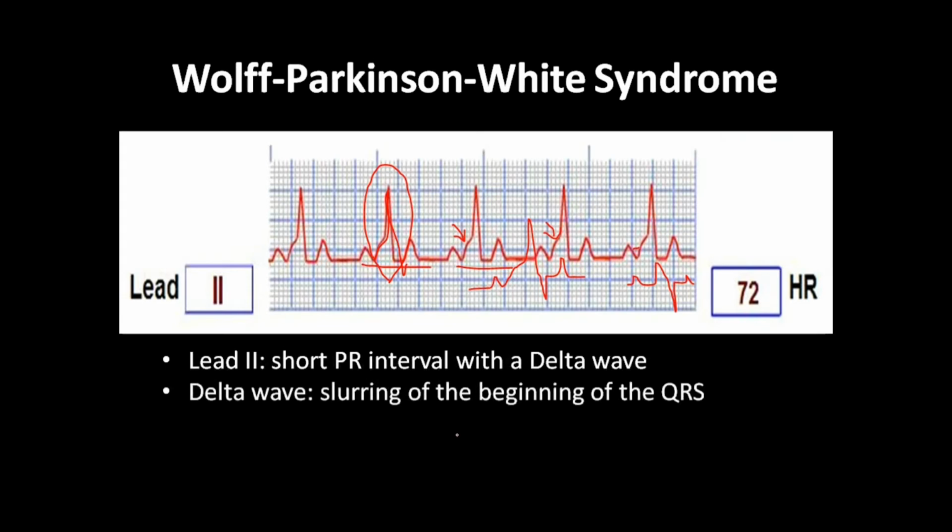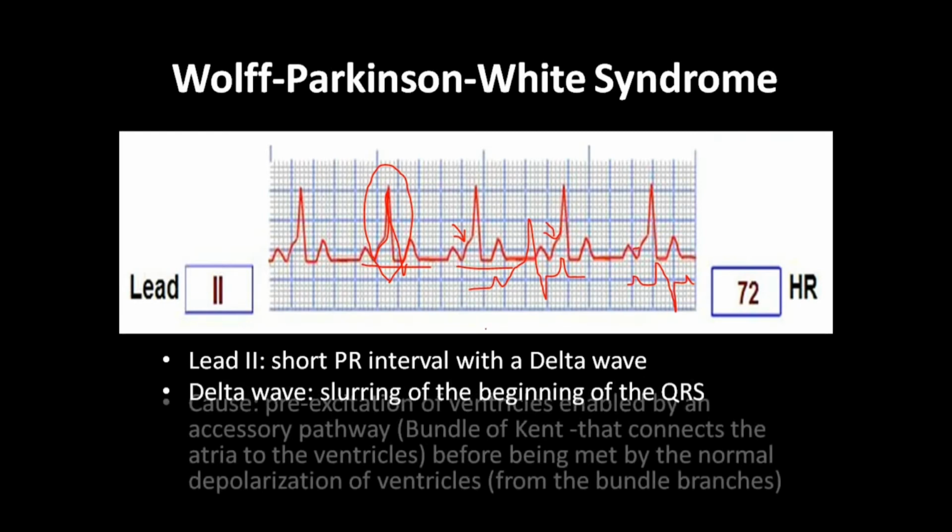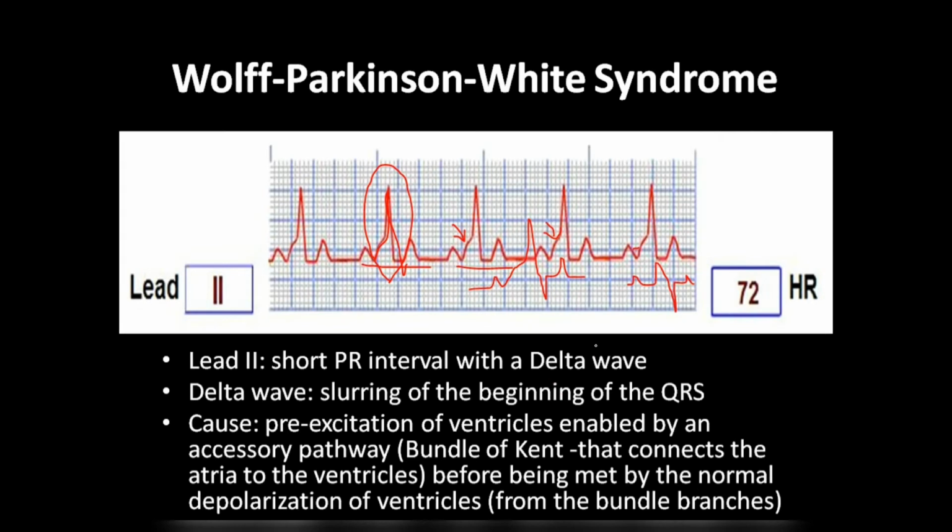So delta wave is the slurring of the beginning of the QRS complex, as I showed with this arrow. And the cause for this kind of wave, Wolff-Parkinson-White Syndrome, is pre-excitation of the ventricles enabled by an accessory pathway, that is the bundle of Kent, that connects the atria to the ventricles before being met by the normal depolarization of the ventricles from the bundle branches. So it is pre-excitation which causes the delta wave in this case. Okay, pre-excitation of the ventricles.